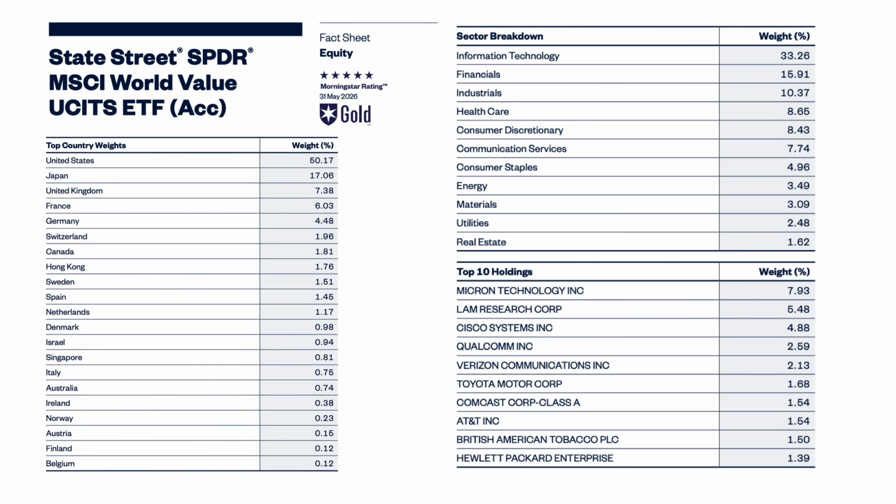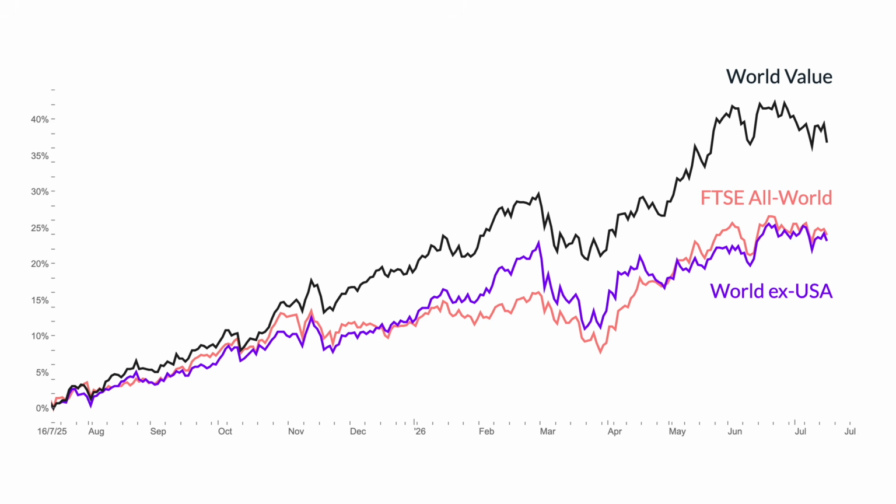A value ETF goes further by selecting cheaper companies across different countries and sectors. Again, this gives a different portfolio which will perform differently. Over the past year, you can see the performance of these three different types of global equity ETFs. The way an ETF is constructed has a real impact on how it performs.